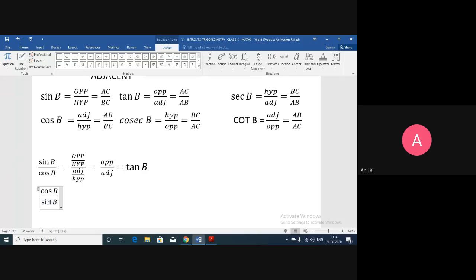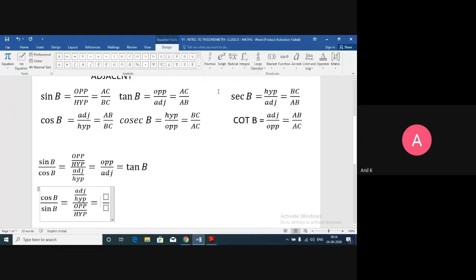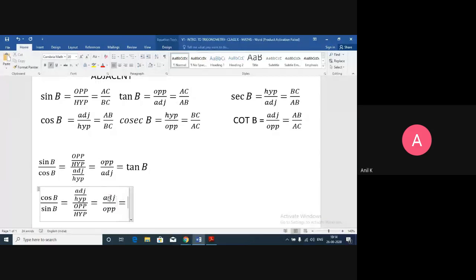sin B. If I take the reciprocals, then what you get here is, first, adjacent upon hypotenuse. That is the definition of cos. Then sin means opposite upon hypotenuse. Now here also your hypotenuse will get cancelled. Then you are left with adjacent upon opposite.